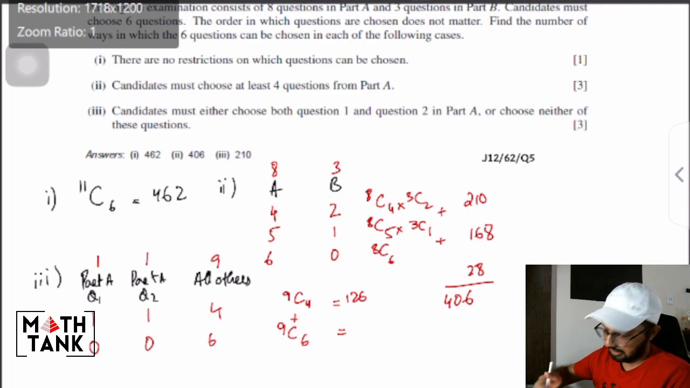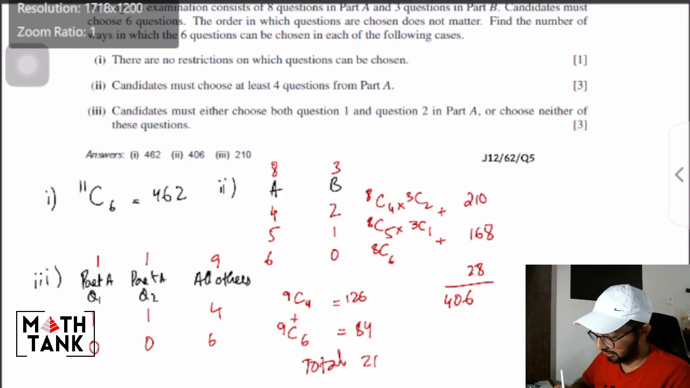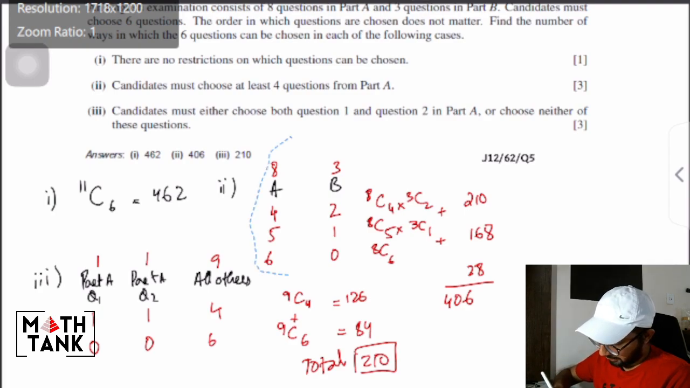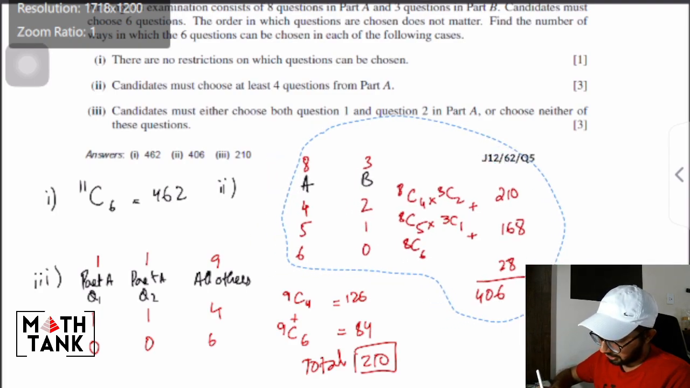9C6 gives me 84. So I get a total of 210. That's the correct answer. You can see up top. I'm just going to move this to the left just so that you can see it clearly.